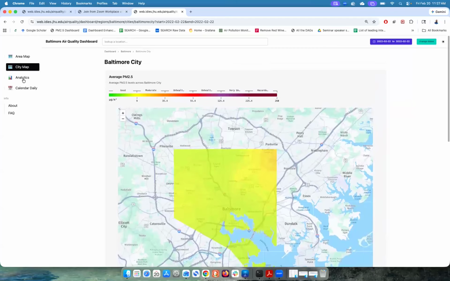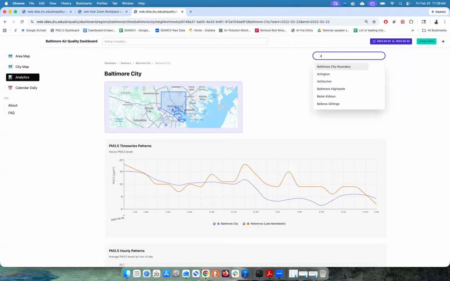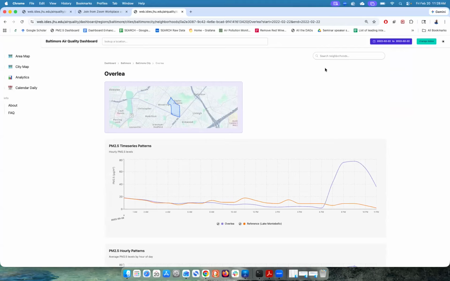There is also an analytics tab where you can look at the time series. The blue line is the citywide average predicted by our network. The orange line is a single observation from the reference site. For the citywide average, they're not that different. But now if you search with overlay, you can see the spike coming in here. And that is not recorded by the reference monitor because it's far away from that neighborhood. So this is something that will never be captured by a single reference monitor in the city that we are picking up through the low-cost sensors.